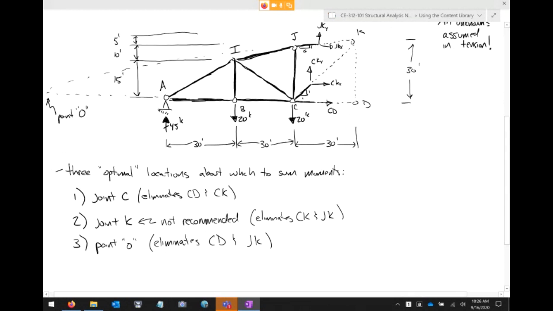That's a particular option as well. So between the two options that are recommended, I would recommend that you sum moments about either joint C or point O. I'm going to pick joint C simply because all the dimensions are right here. I don't need to figure out the feet to get to point O. And so you ought to try it out and see if it works. But this is the one that I'm going to use. I'm going to use point C. All right, so let me actually do that right here.